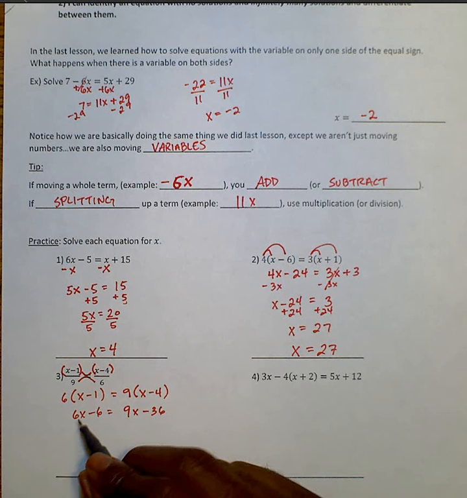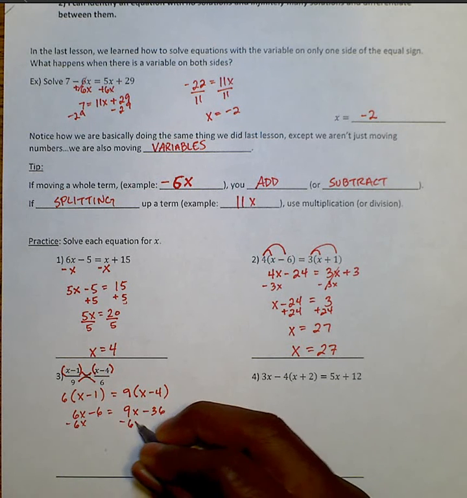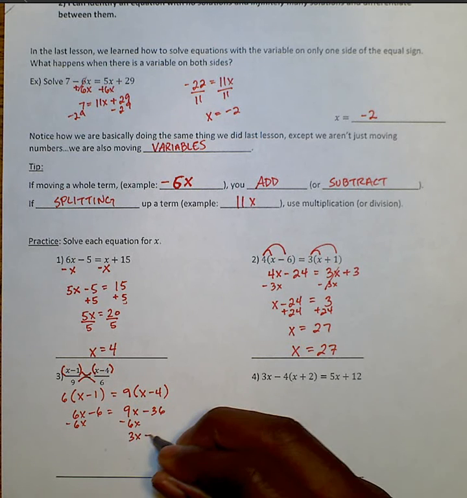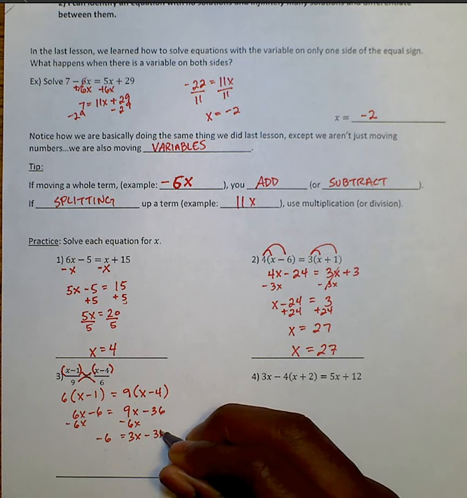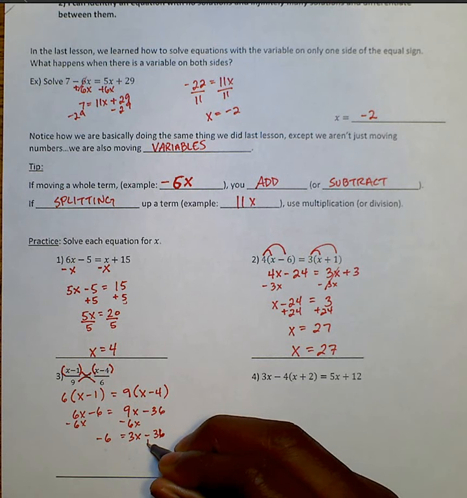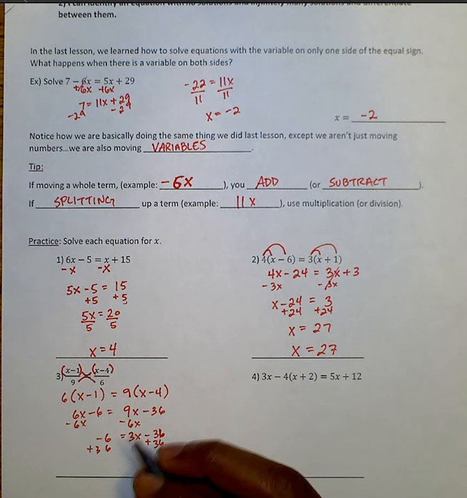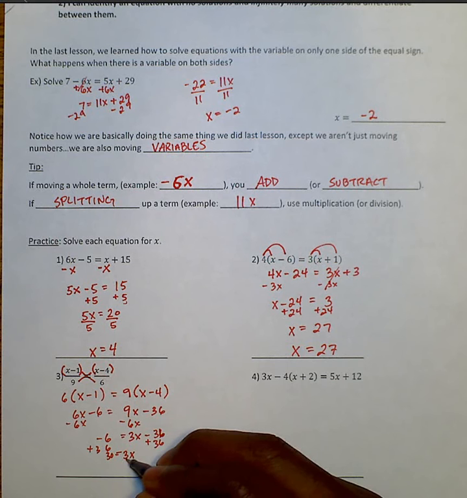I'll move the x's to the same side, and in this case I'm going to subtract 6x from both sides, because that way my x's stay positive. So I'll have negative 6 equals 3x minus 36. Going to now add 36 to both sides, because that way I keep my x positive and I get the numbers on one side. So now I have 30 equals 3x. I can then divide by 3 on both sides, and then I get x equals 10.